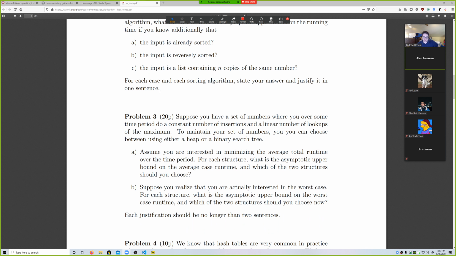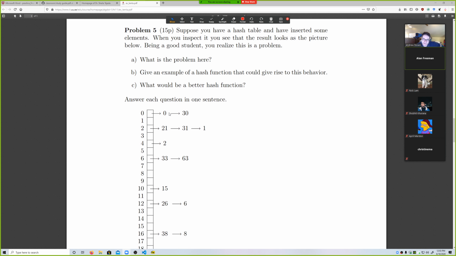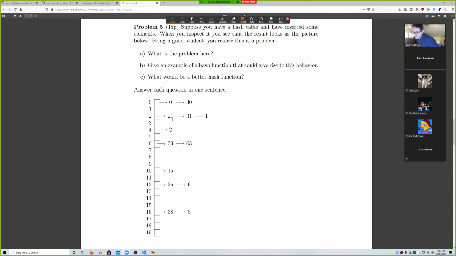Okay. So, let's see. I like this question as well over here. I'll go back to the other ones, but I'm covering the ones I really like from this one. Suppose you have a hash table and you've inserted some elements. When you inspect it, you see the result below. Being a good student, you realize this is a problem. So what is the problem? Give a hash function that could cause this behavior, and what is a better hash function?